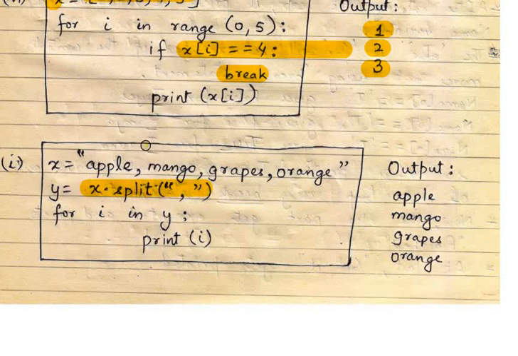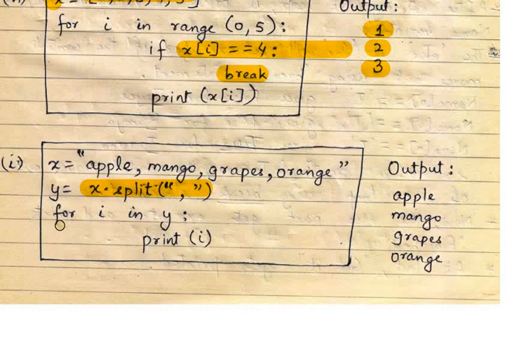So the string would be split from here, then from here, then from here. So we will be getting 1, 2, 3 and 4 strings, and that will be stored in a list, and that list is actually stored in y. So y is a list then, and I told you that a list is an iterable. So y contains 4 string values: apple, mango, grapes and orange. Now we are having y as an iterable, so no need of range here.